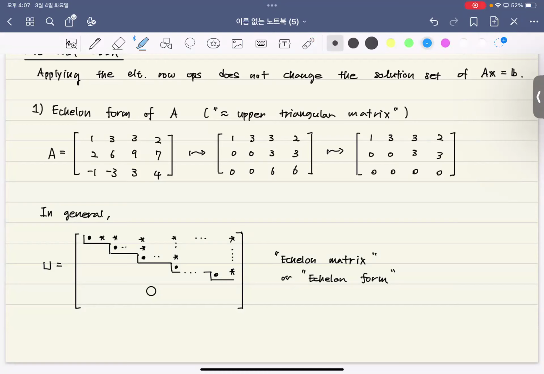The entries with a dot, which are all non-zero numbers, are called the pivots of the matrix. Once you obtain this shape by applying the elementary row operations to the original matrix A, we say the matrix A has been transformed to the echelon matrix.